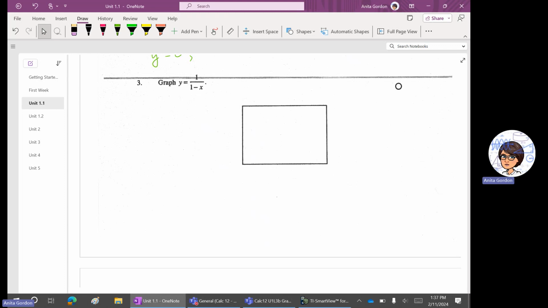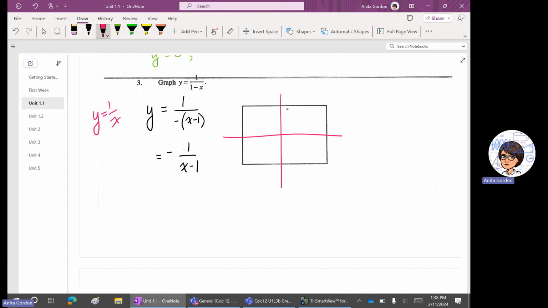So here's a graph of y equals 1 over 1 minus x. We can rewrite this as 1 over negative x minus 1. In other words, I could say negative 1 over x minus 1. Well, I know that the base function for this kind of graph is 1 over x, which looks like this, with a vertical and horizontal asymptote of y equals 0, x equals 0. And the key points are 1, 1, negative 1, negative 1. This has told me that I have flipped it upside down.